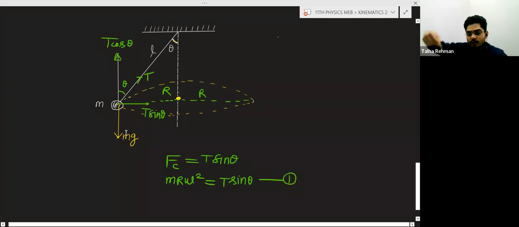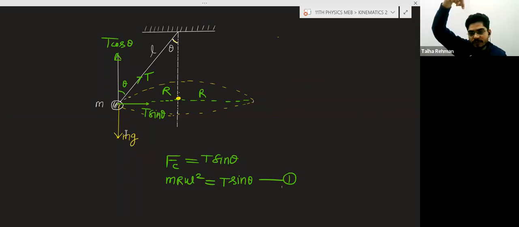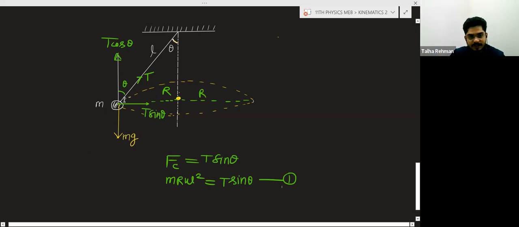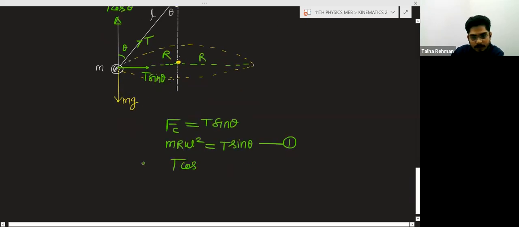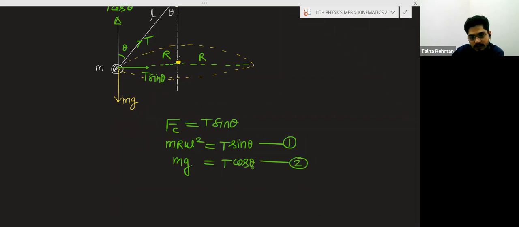Now this mass is moving like this. This mass is not moving like this. So you can say there is no motion in the vertical direction. So in this direction there is no motion, so this force must be equal to this force. So T cos theta is equal to mg. So you can write mg is equal to T cos theta. This is equation number 2.